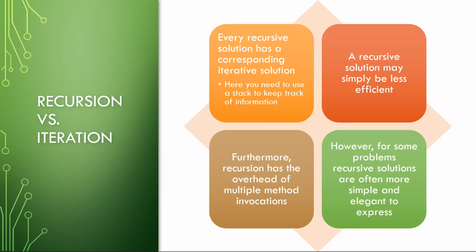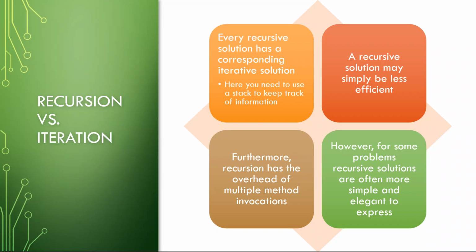Every recursive solution has a corresponding iterative solution because really we're just using the system stack. Instead, if we made our own stack and properly pushed and popped items from that stack, we could implement what we saw beforehand. We would just need to set up a stack to keep track of the previous information that we're working on. A recursive solution may also be less efficient, and recursion has the overhead of all the method invocations. However, for some problems, recursive solutions are often simpler and more elegant to express than trying to do them in a more complex way.